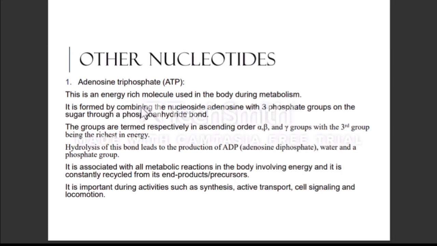So this ATP is formed by adenosine that is bound by 3-phosphate groups, okay. So the groups are termed respectively in ascending order from alpha, beta to gamma, okay, and the third group, that's a gamma group, is the richest in energy. And the hydrolysis of this gamma group, the release of this gamma group, is the one that produces energy, okay. And we have ADP and a phosphate group that are released as byproduct, with the usage of water. So it is associated with all metabolic reactions in the body involving energy. It is constantly recycled from its end products or precursors. So it is important during activities such as synthesis, okay, active transport, cell signaling, and locomotion.